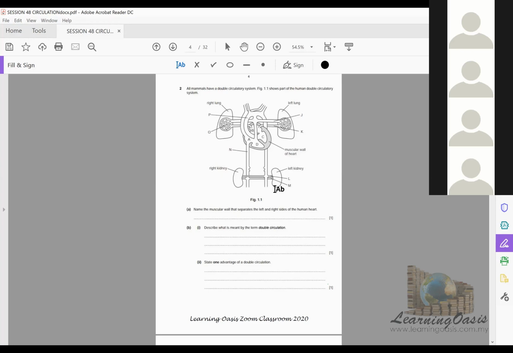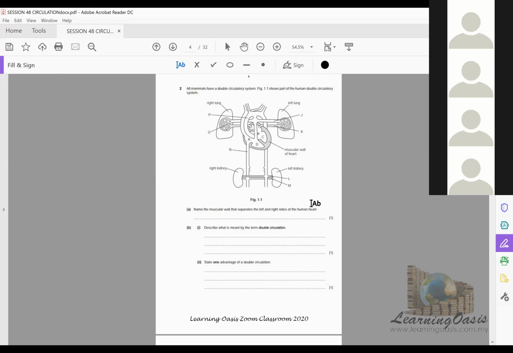Okay. Now this is a kidney. From the aorta, you notice it comes through L. So what is L? Renal artery. From there, what is M? The renal vein.